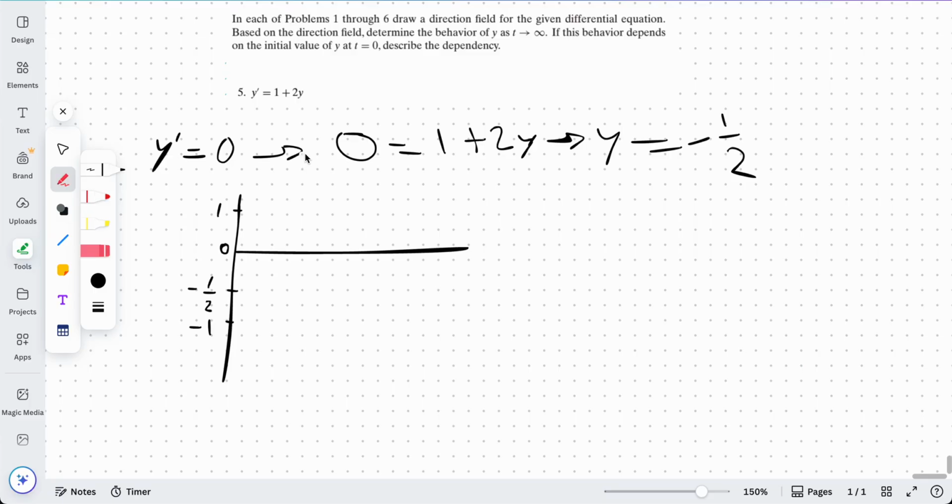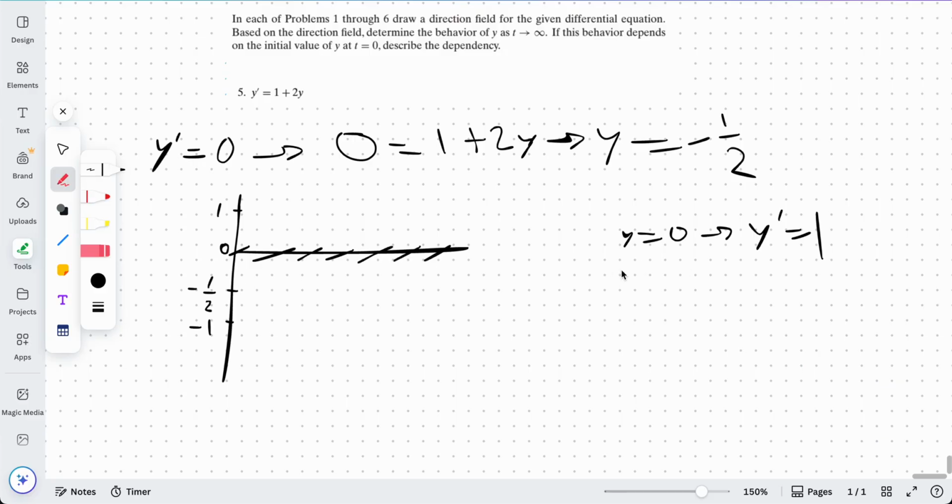So an easy one we can start out with is if y equals 0. So when y equals 0, we see that y prime equals 1, right? That means the slope when y equals 0 is going to be 1. So just assume that all of these are the same with the slope of 1. That's basically just what this means, right?